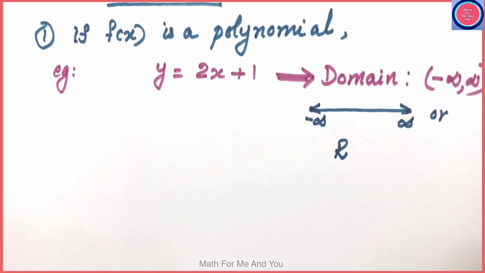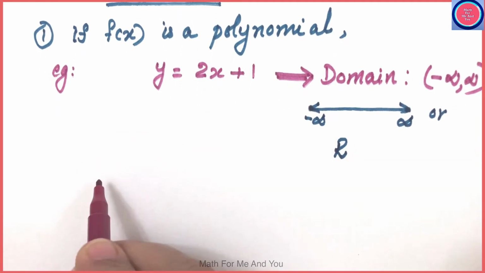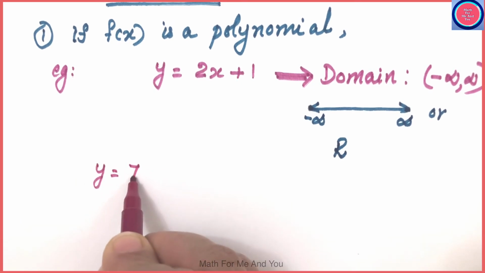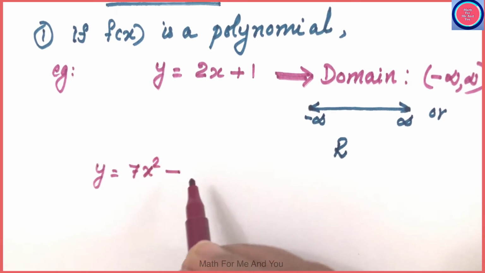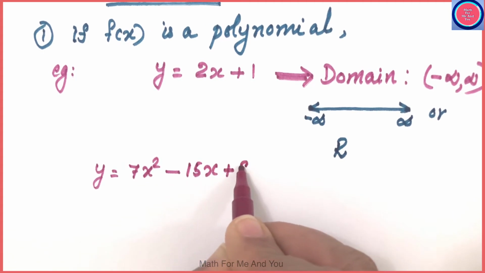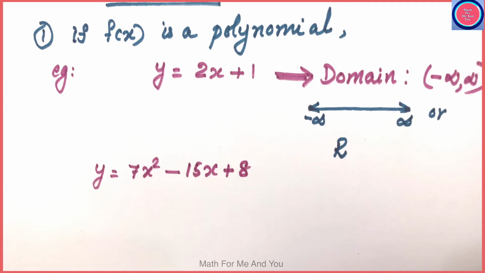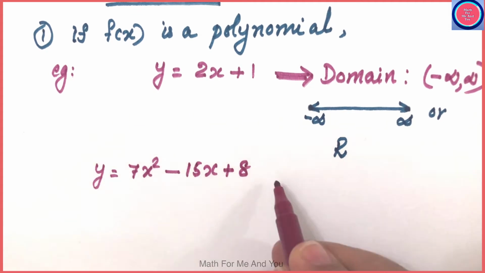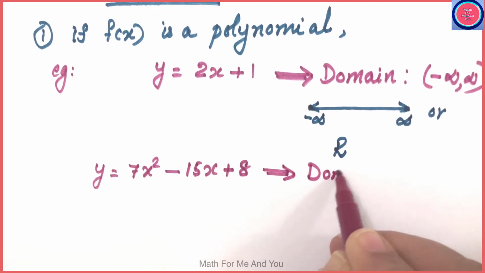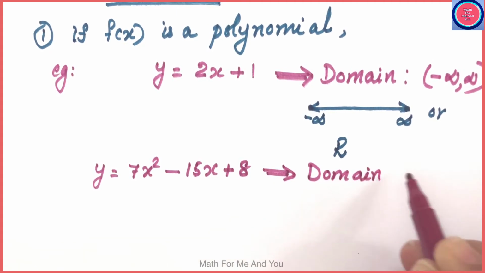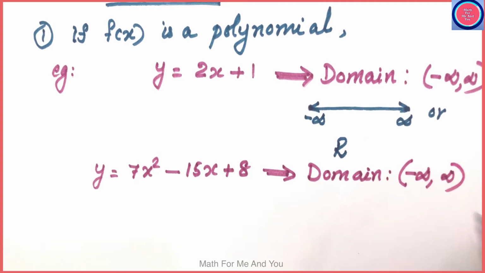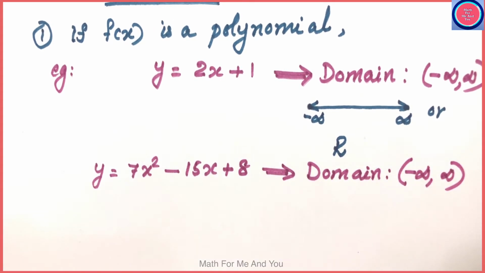Next we can consider a quadratic polynomial function. What is the meaning of quadratic? Quadratic means the highest power of the variable is 2. Here I am taking 7x squared minus 15x plus 8 as an example. See the function y equals 7x squared minus 15x plus 8. If we give x a negative number or positive number or 0, we get an answer for y. So we can write the domain is minus infinity to positive infinity, or we can write R.